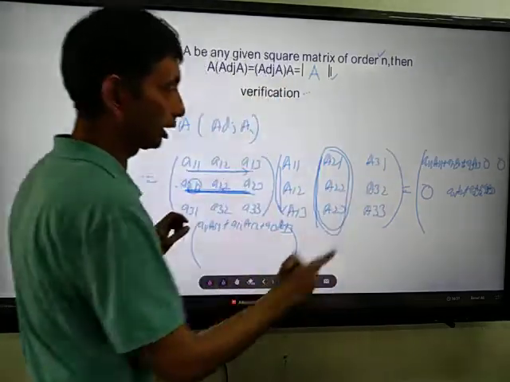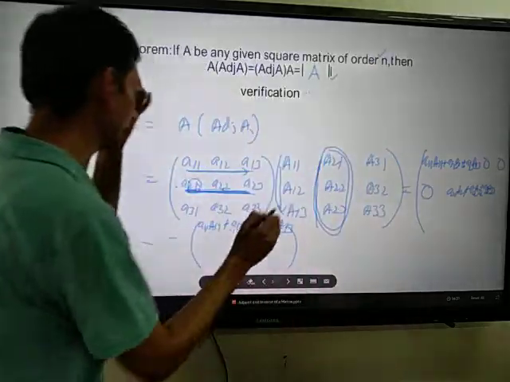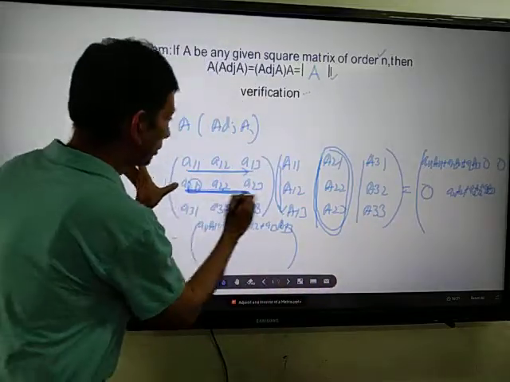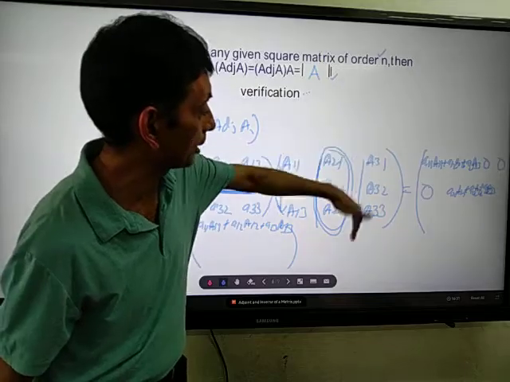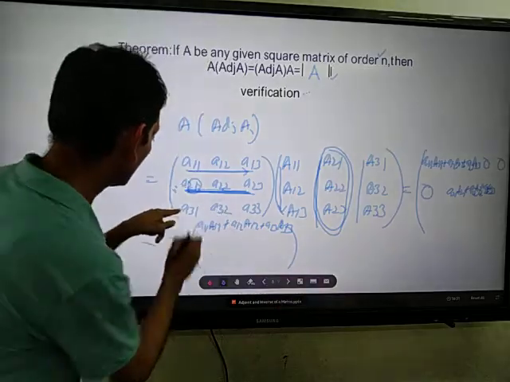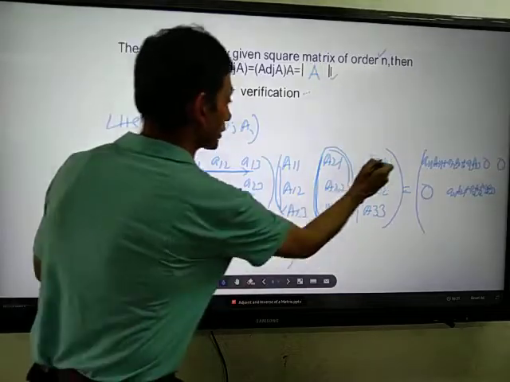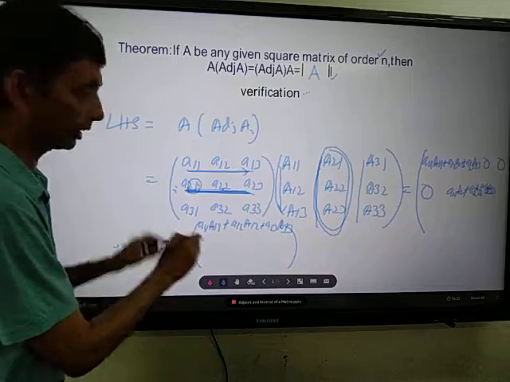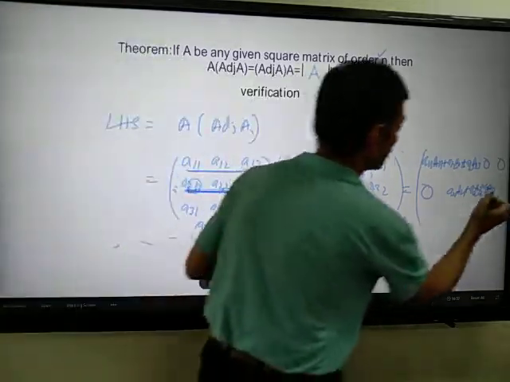Next, the third element. This is the first, second, third, fourth, fifth, sixth element. To get the sixth element, you need to use the second row and the third column. Now the second row, what is this? Capital A31, capital A32, capital A33. These are the cofactors of the third row. You compare the suffixes: 31, 32, 33. But you are multiplying the third row cofactors with the help of the second row, so obviously it will be 0.